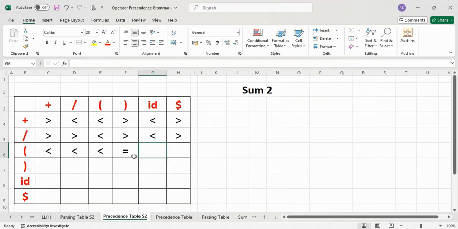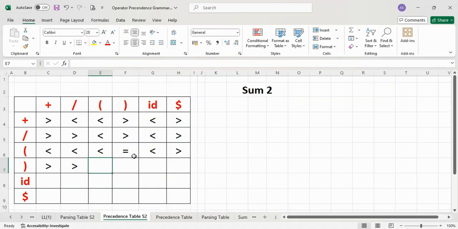Again, opening bracket and id, so it will be a less than sign. Opening bracket and dollar: because dollar has the least priority, obviously opening bracket will get a greater priority. Next, closing and plus, greater. Closing and divide, greater. Closing and opening, now pay attention, this is important.